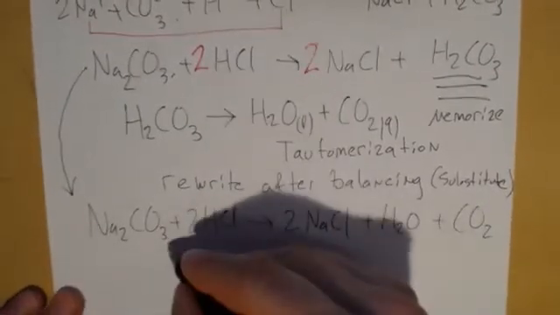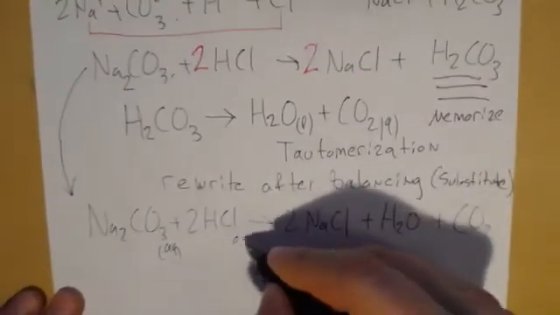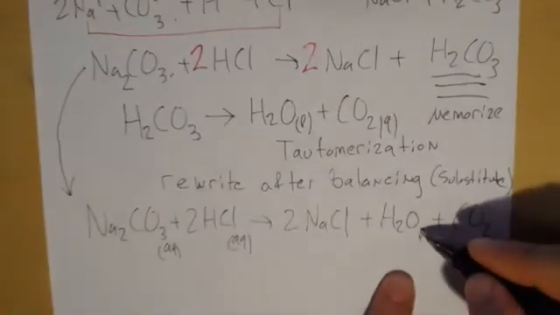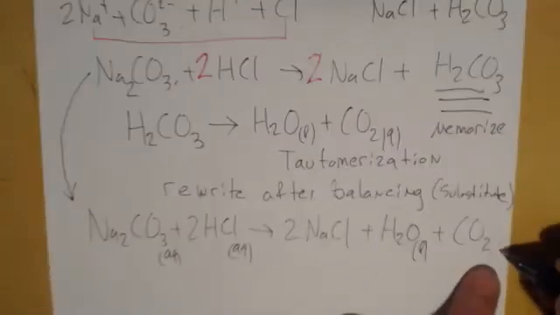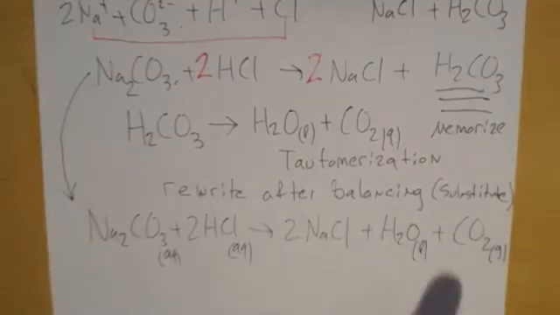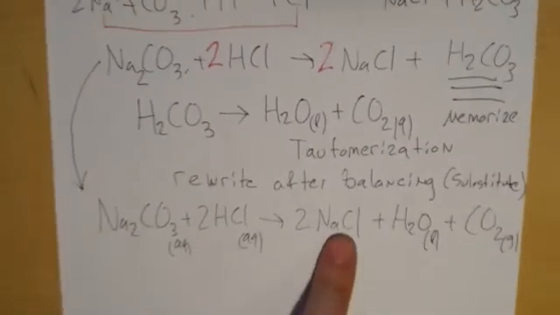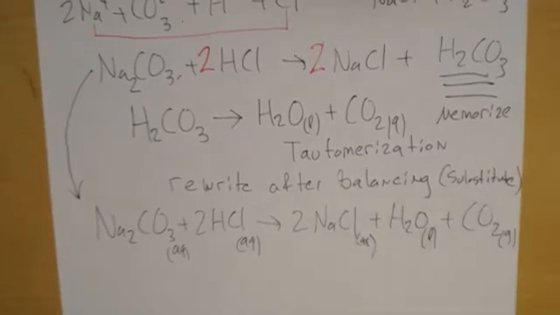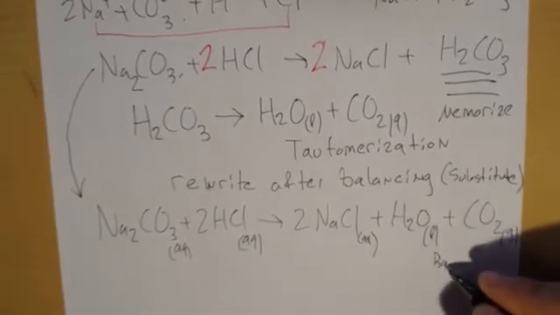And then, okay, so we're still kind of finding the states. What are the states? This was aqueous, this was aqueous, those were given to me as aqueous. Water is always a liquid, carbon dioxide, just about always a gas. And sodium chloride I can look up on the table. Sodium's always soluble, it's a group 1A cation, so that's aqueous. Okay, so now I have the final step of a balanced equation.